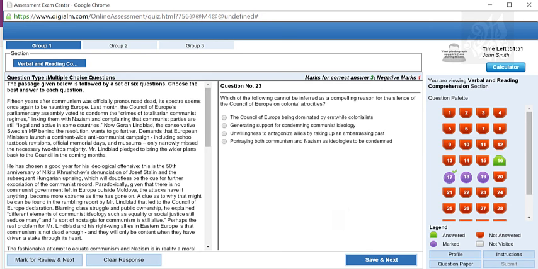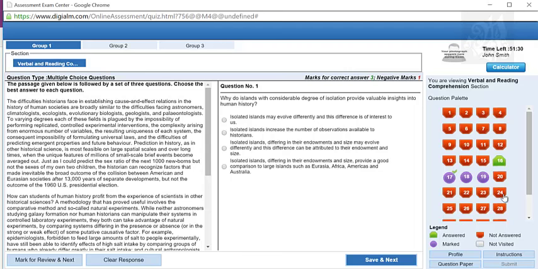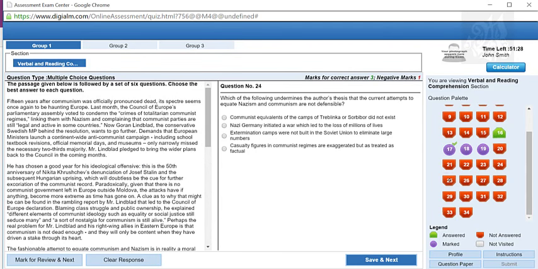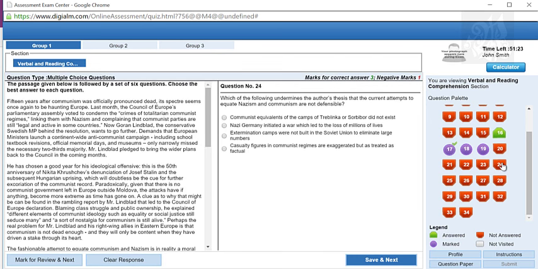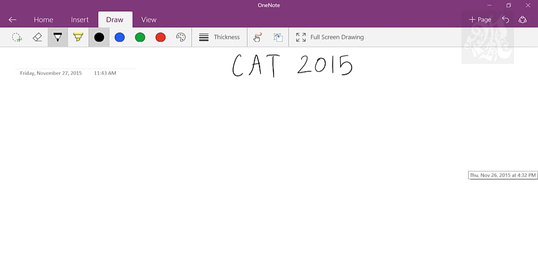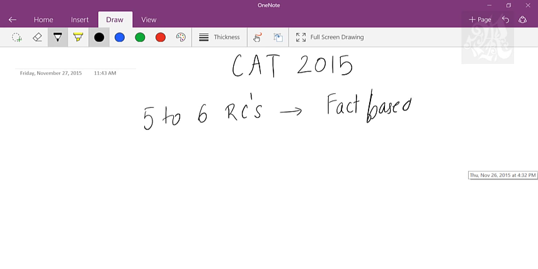Now let's talk about the questions of CAT. Talking about the verbal section, what they have done is, in the sample paper till about the 24th question, they have kept all the RCs. So precisely in CAT 2015 you can expect at least 5 to 6 RCs. I have analyzed the questions, and they are all majorly fact-based questions plus inference-based at the same time.